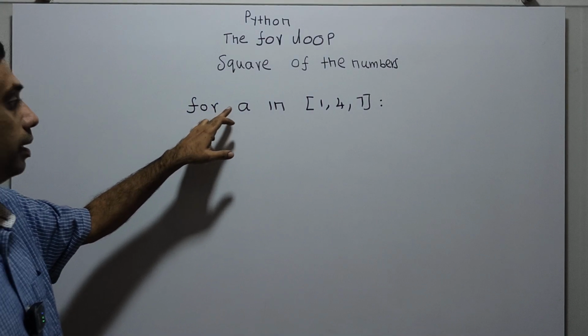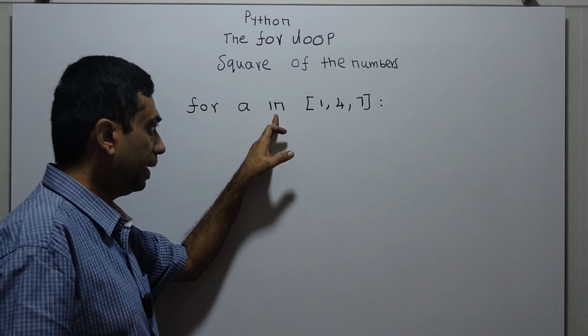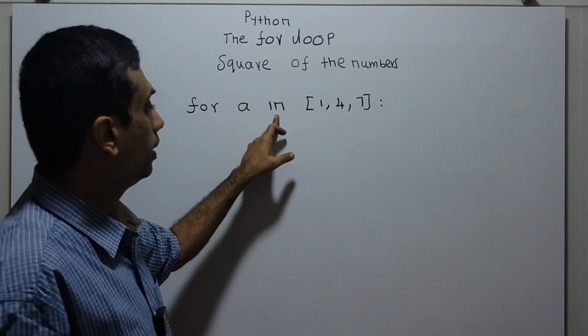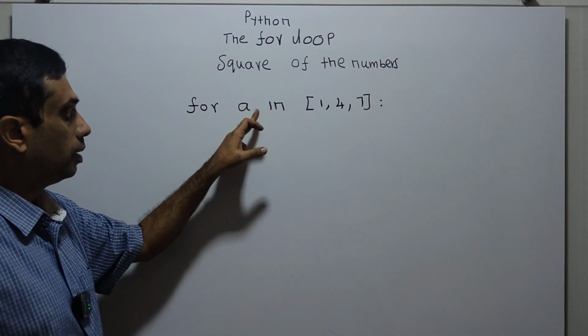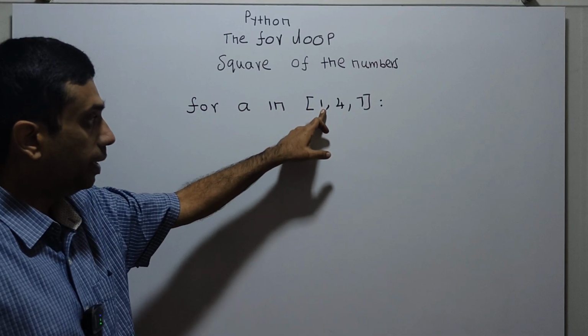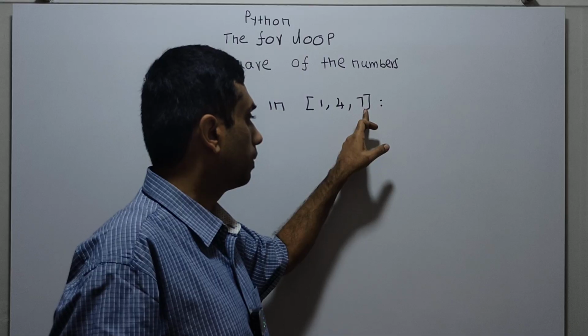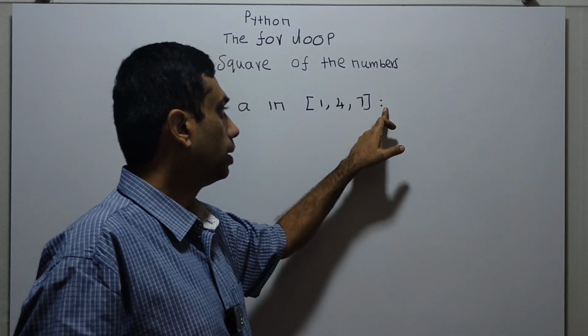So for is a keyword, a is a loop variable. So we have to give an in operator which helps us to get the values one by one and make the condition true. So here I am having list 1, 4, 7 followed by a colon.